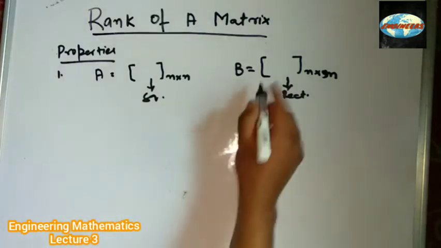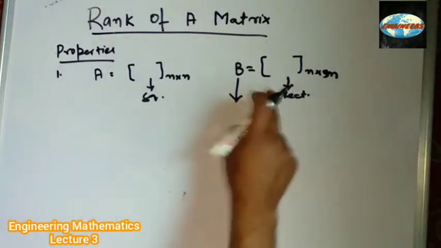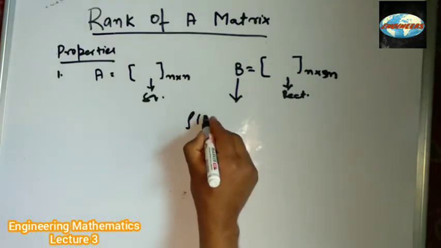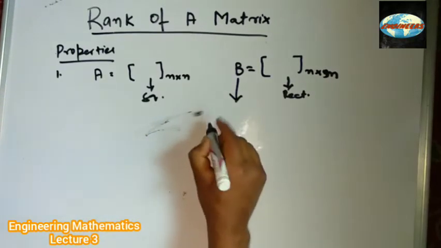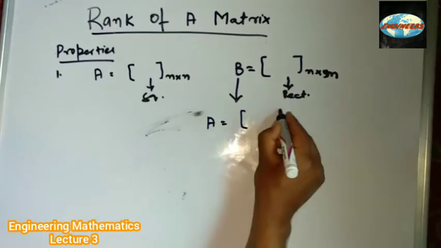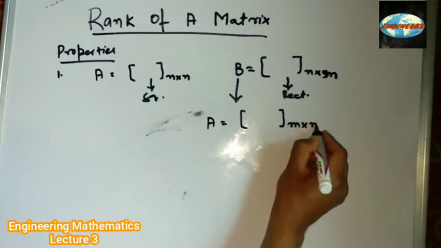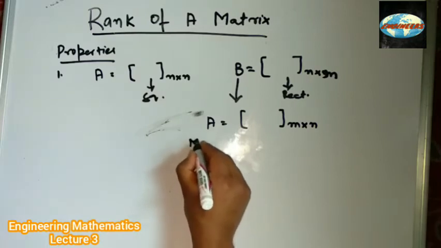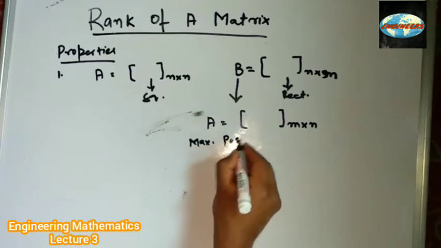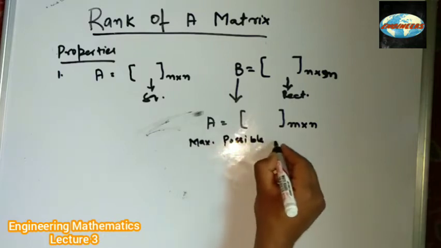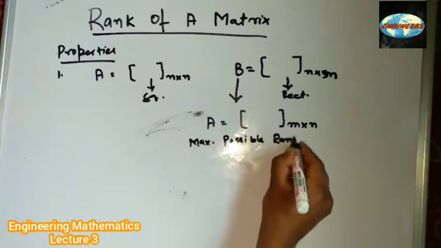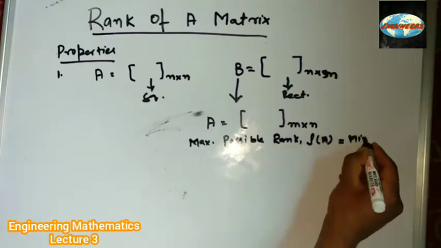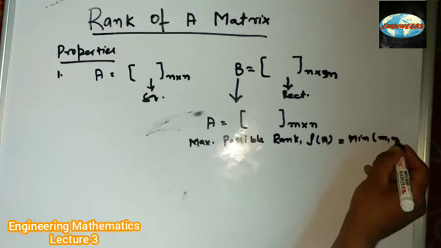Let's take the rectangular matrix. Rank of a rectangular matrix: let I have any rectangular matrix A whose order is m cross n. Its maximum possible rank, that is rank of A, will be the minimum of these two, m comma n.